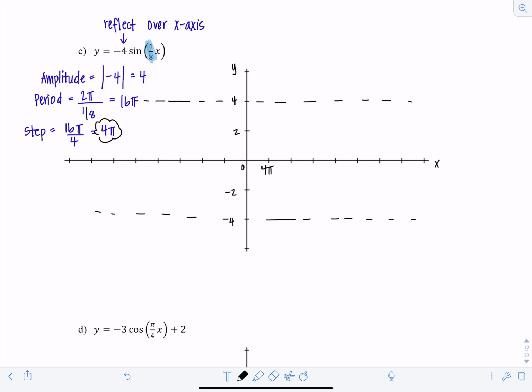You guys should love this one because there's no fractions. Look. So 4 pi plus another 4 pi, that's 8 pi. Plus another 4 pi, 12 pi. Plus another 4 pi, 16 pi. Oh, this is so fun. I can just keep going. Okay, but we'll stop. We'll just do one period.